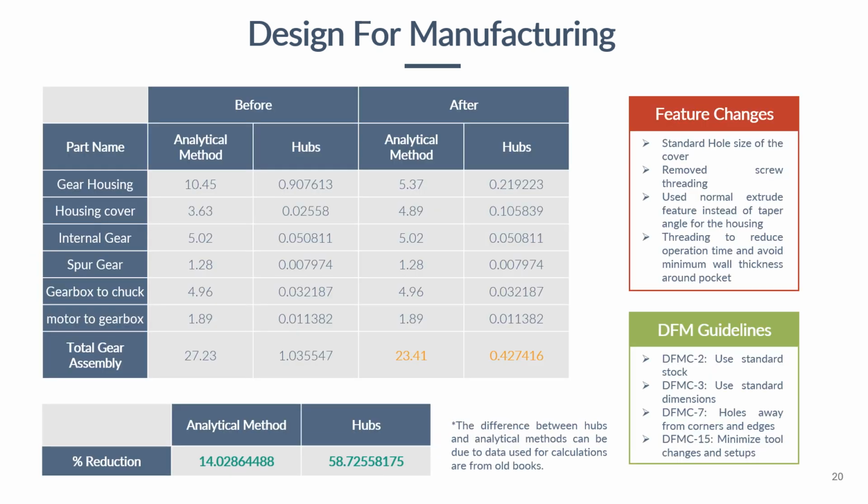After the DfM, there has been a reduction of cost by 14% via the analytical method and 58% via Hubs. The difference between these two values can be due to the data used for the calculation, which can be old.